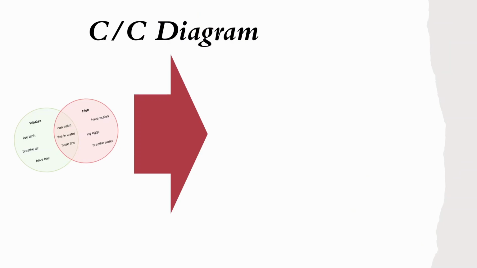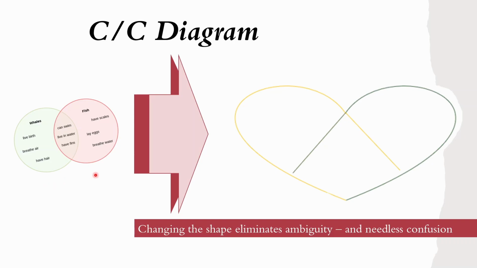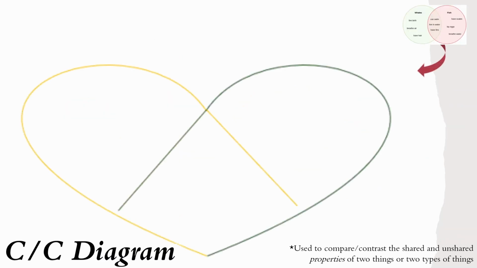All right, so if you have a CC diagram that looks like a Venn diagram, that's going to be more confusing because you're going to have to try to think of, well, is this just a badly formed Venn diagram or is this a well-formed CC diagram? And so one way to fix that problem is you could just use a different shape for CC diagrams, for compare contrast.